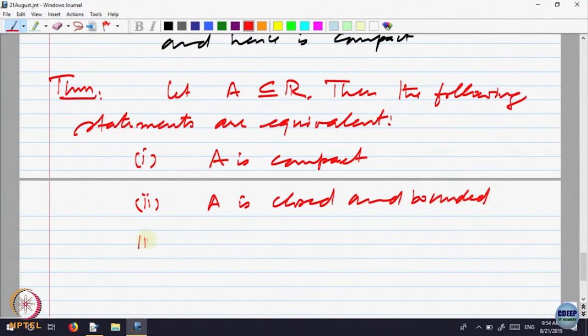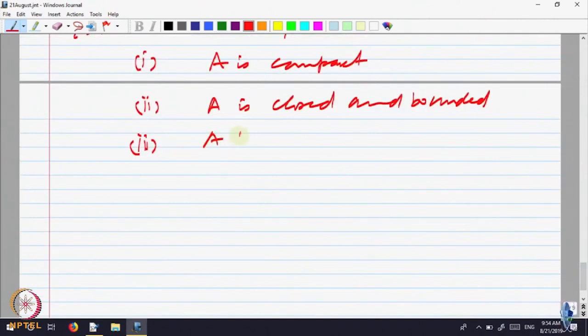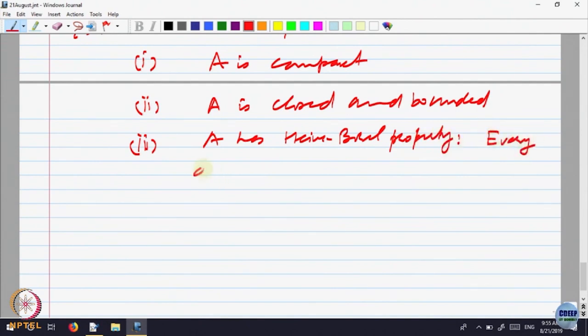And third, A has the Heine-Borel property. And what is that property? Basically saying every open cover of A has a finite subcover.